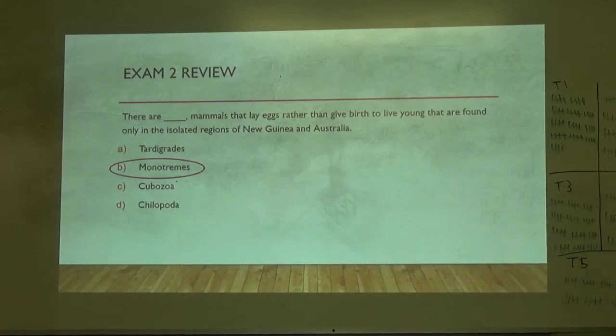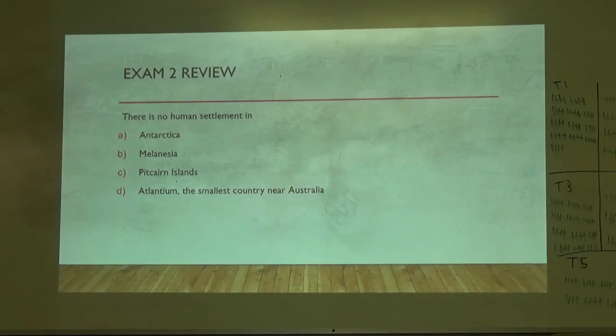Alrighty. There is no human settlement in. Is it A, Antarctica, B, Melanesia, C, the Pitcairn Islands, or D, Atlantium, the smallest country near Australia?